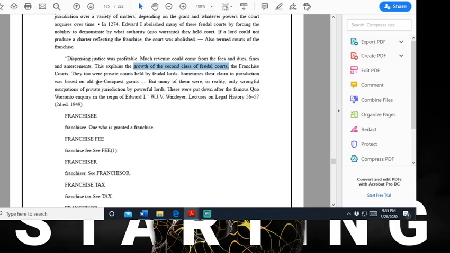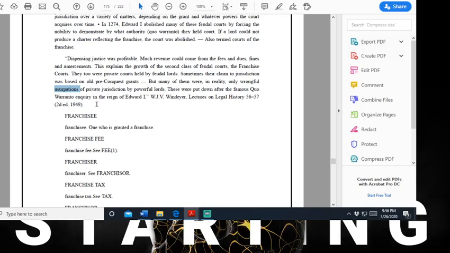Sometimes their claims to jurisdiction were based on old pre-conquest grants, doctrine of discovery. So those who are new, look up the doctrine of discovery. But many of them were in reality only wrongful usurpations of private jurisdictions by private lords. So what they're doing is they're violating your rights in order to have jurisdiction. These were put down after the famous quo warranto inquiry in the reign of Edward I.